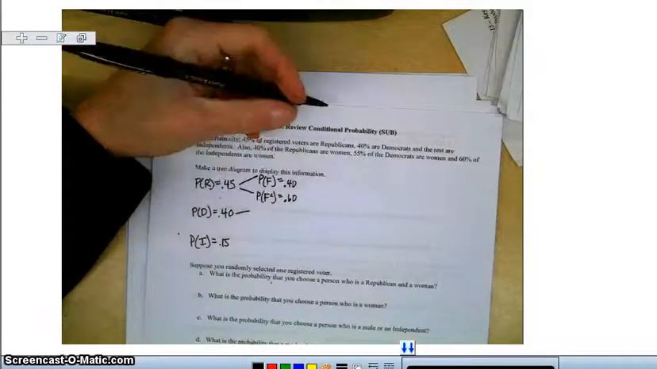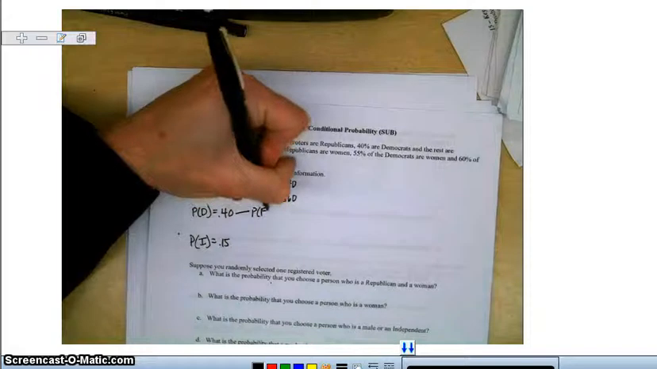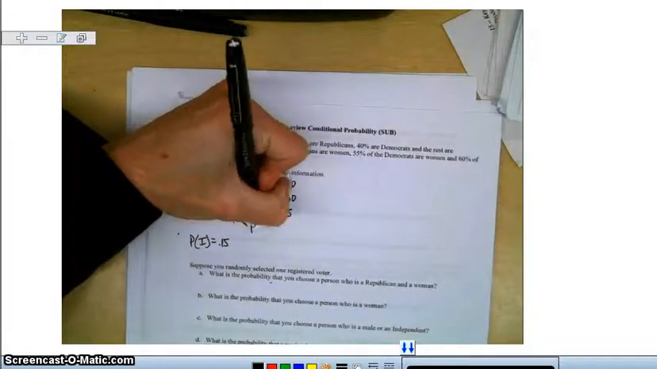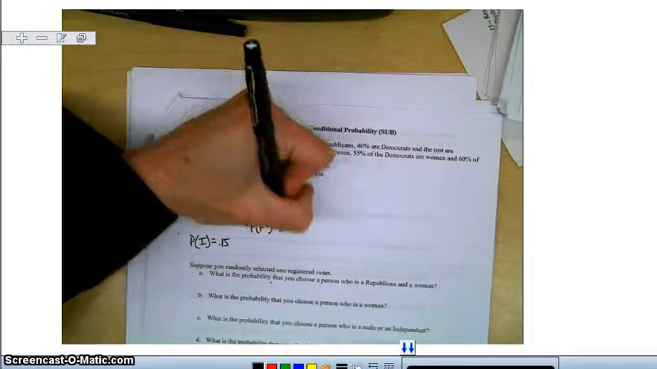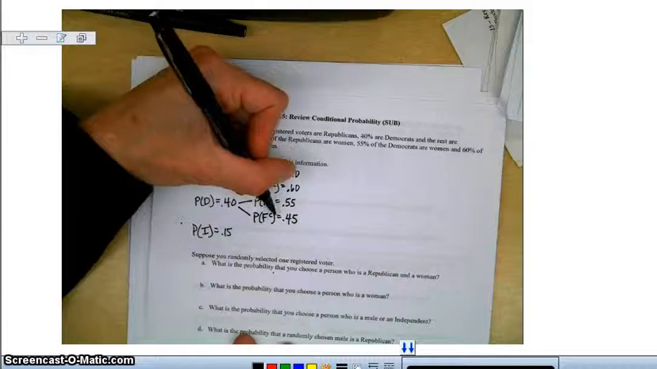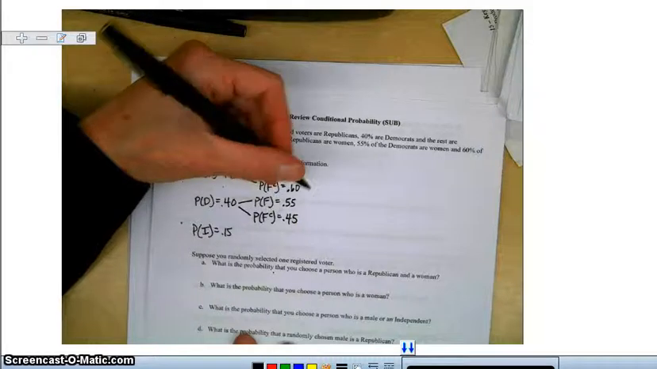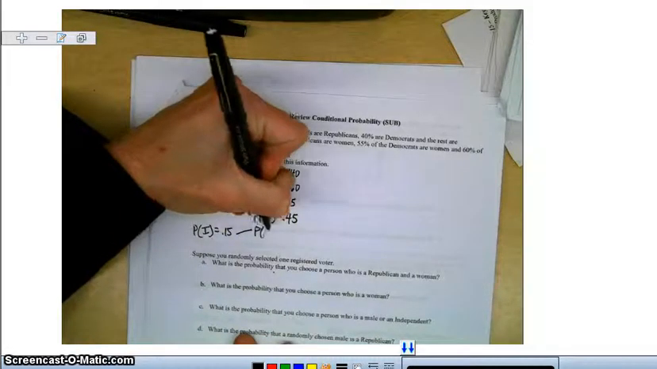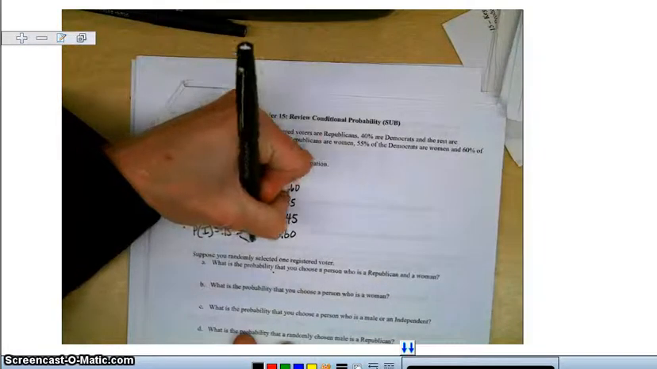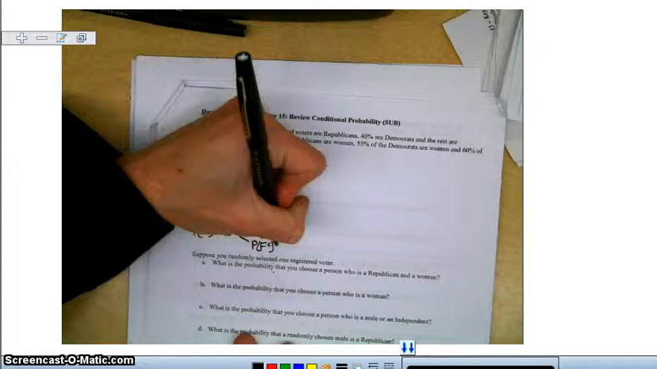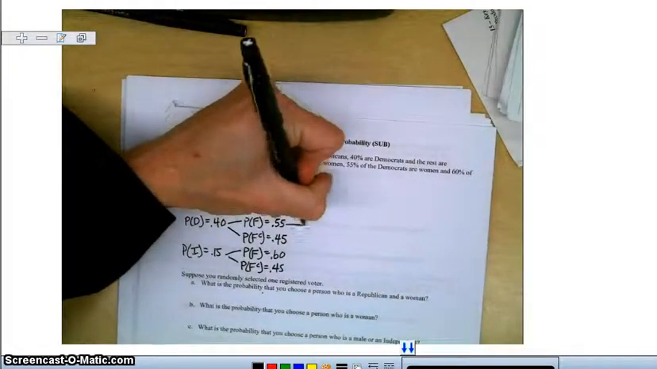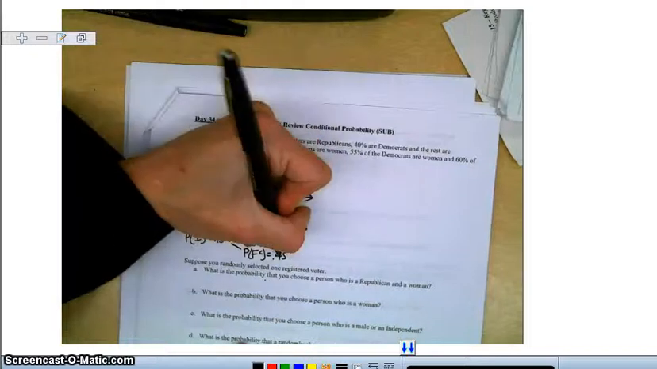Okay, so now if you're a Democrat, what's the probability that you are a female? 0.55. And so then what's the probability that you are not a female? 0.45. 55% of Democrats are females. The rest of them have to be males. Okay, finally, the independents, the probability that you're a female is 0.60. And so the probability that you're not a female independent is 0.40.